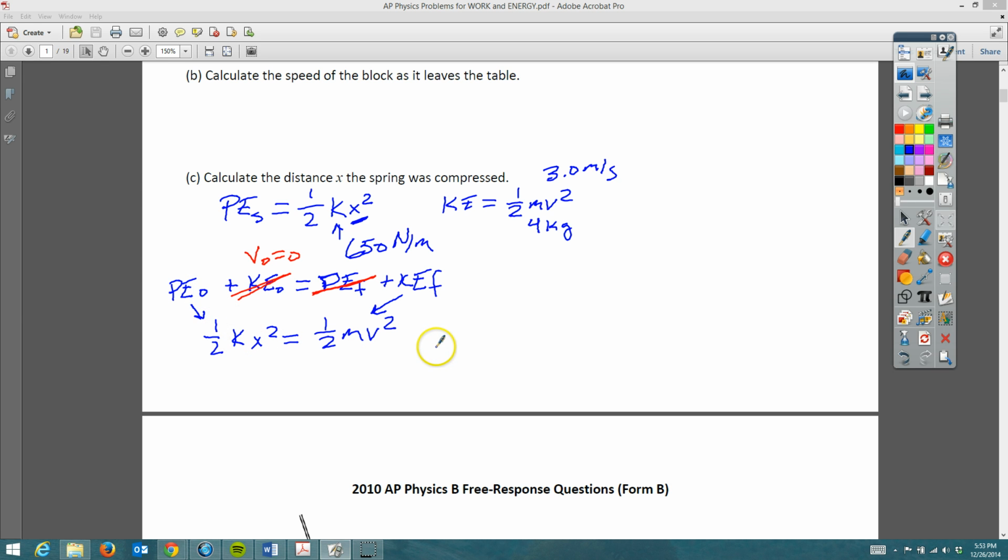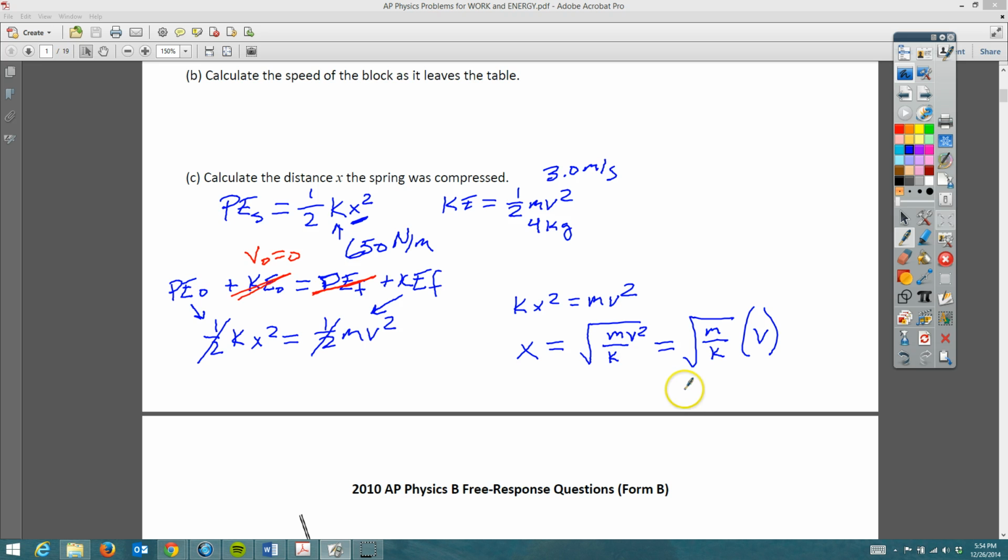Now we can go through and say, we have halves on both sides, so let's get rid of both of those halves. And our equation now is kx squared is equal to mv squared. We want to solve this for x, so x is equal to the square root of mv squared over k. If you want to, you can reduce that v all the way down, so we have the square root of m over k, times v. I'm going to write it that way so that you can see what happens.